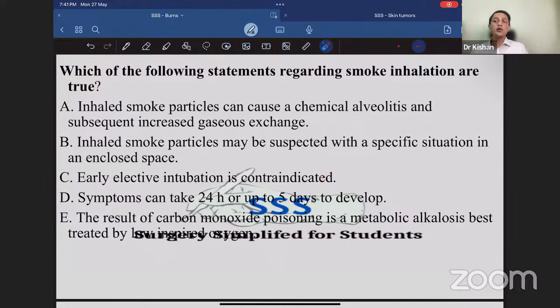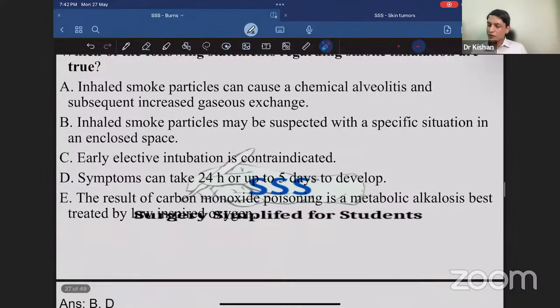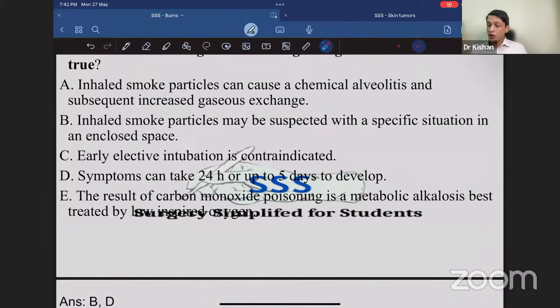Symptoms can take up to 3 to 5 days. It may not be very evident initially. Slowly, edema will increase and suddenly cause stridor or respiratory distress. At that time it would be very difficult to intubate. So in any inhalation injury burns patient, anticipate that they may go into respiratory distress, and electively intubate, ventilate, and once the edema subsides, you can take them off the ventilator. The fifth one, the result of carbon monoxide poisoning is a metabolic, not alkalosis, but metabolic acidosis. How metabolic acidosis? Can anyone say? Carbon monoxide poisoning results in metabolic acidosis. Anyone? Simple, one word answer.